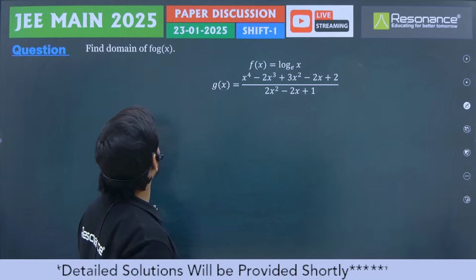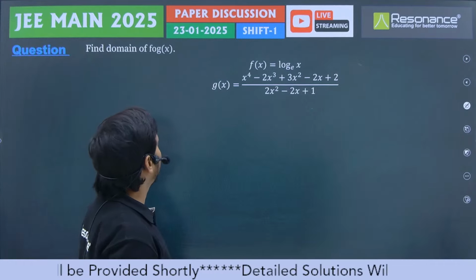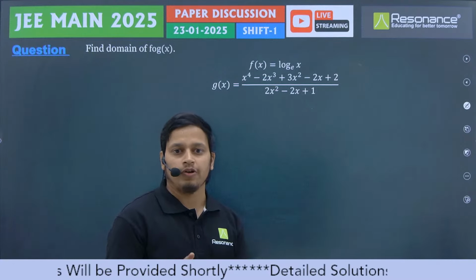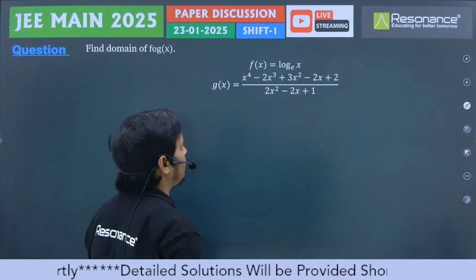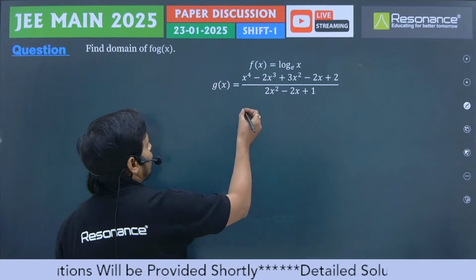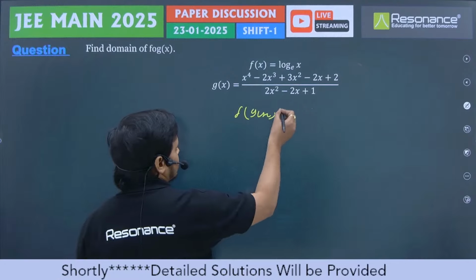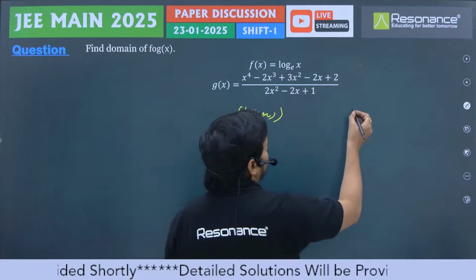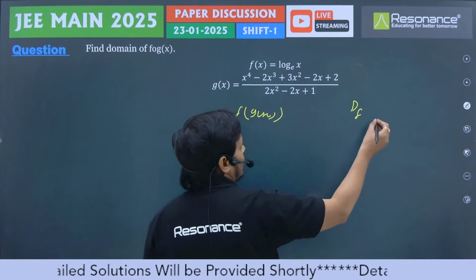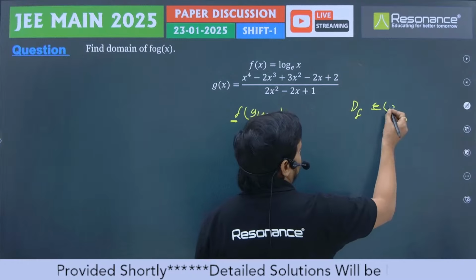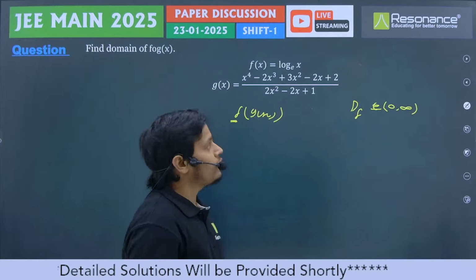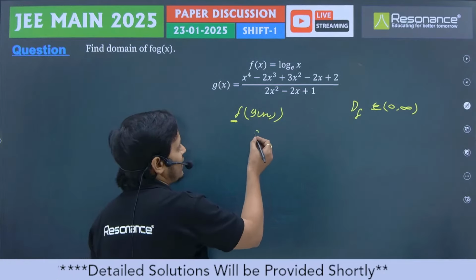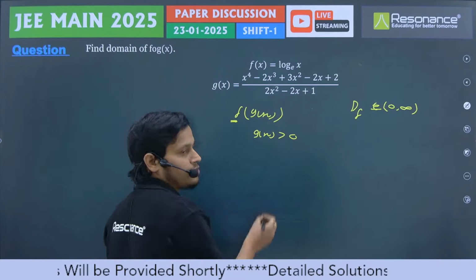Now, coming to the next question, it is given like: find the domain of f of g of x, where they give f(x) and g(x) in the form of a composite function. They are asking for the domain. For the domain of f of g of x, first f(x) is log x. So what is the domain of log x? The domain of f(x) is 0 to infinity, since log is only defined for positive numbers. So g(x) needs to be greater than 0.